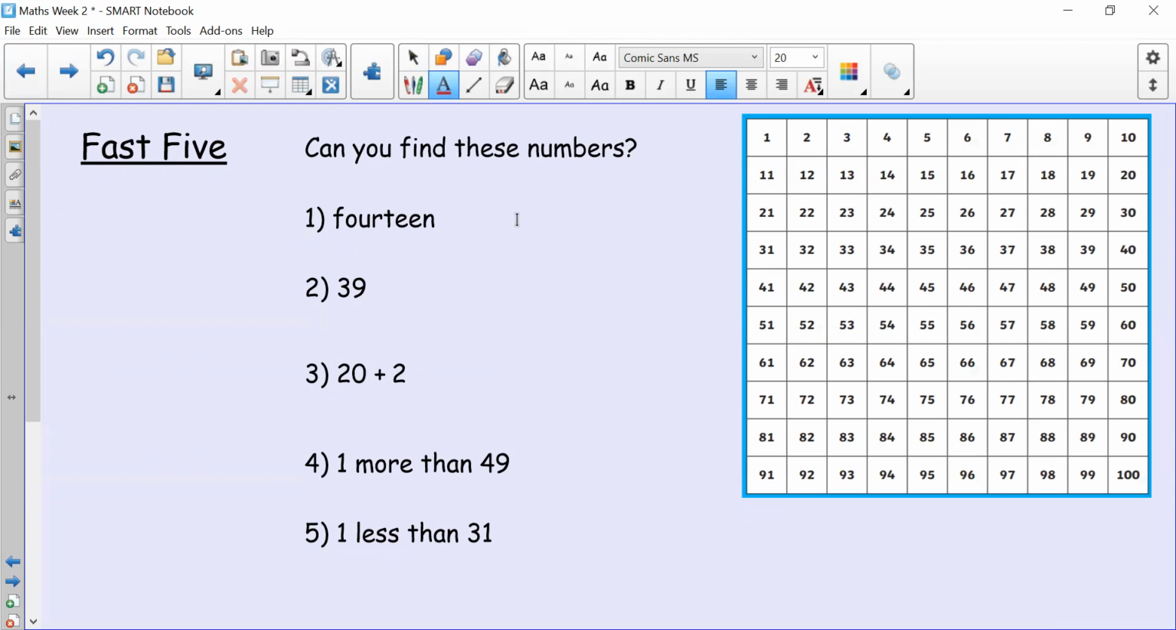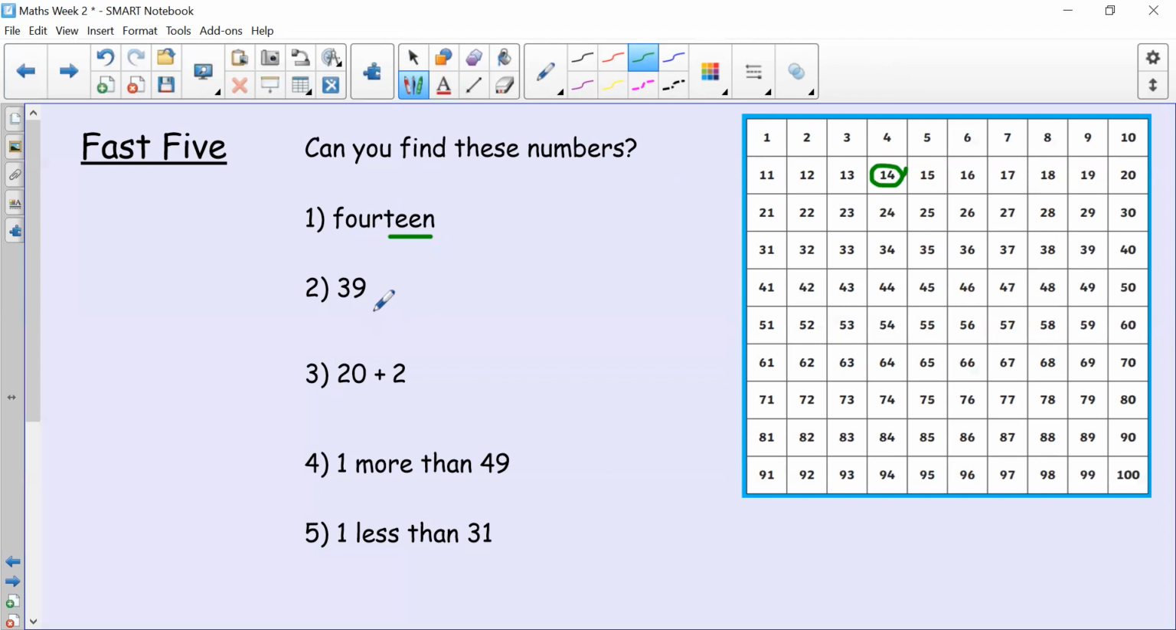Okay, so number one, we've got a number word here. Did you read it? It says 14. And we know that teen numbers are the numbers that have got 1 ten and some ones. So 14 has got 1 ten and 4 ones. So I need to look down my 100 square to find where the teen numbers are. And here they are. Did you find number 14? Amazing.